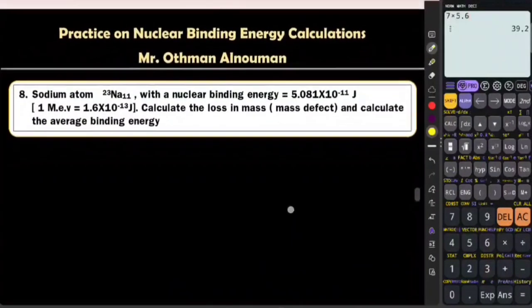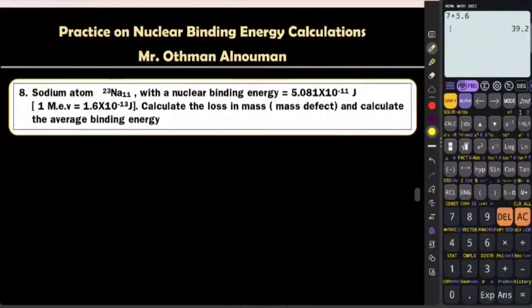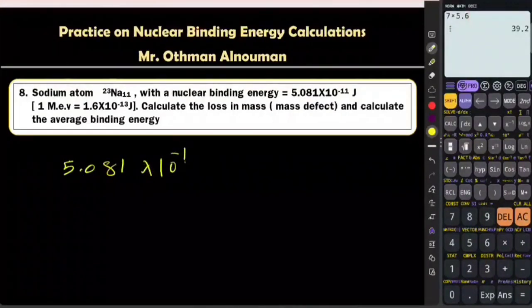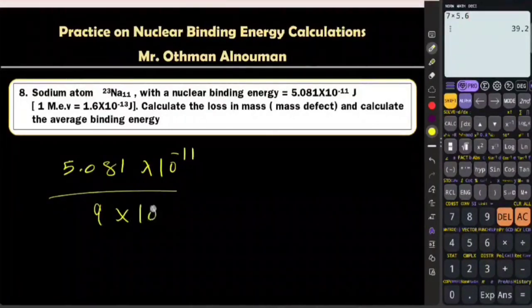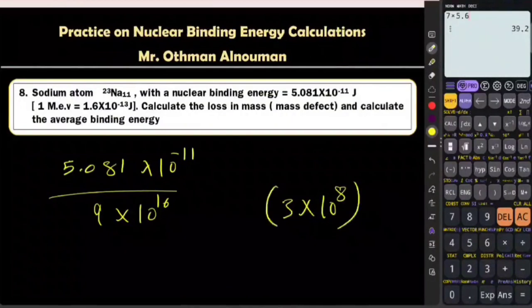Let's go to another question here. It says a sodium atom with a nuclear binding energy. Now we have the nuclear binding energy. Calculate the loss mass. We already did one like this, so easy. We are going to see the energy, which is 5.081 times 10 to the power of negative 11 over the speed of light squared, which is 9 times 10 to the power of 16, the same as 3 times 10 to the power of 8 squared.